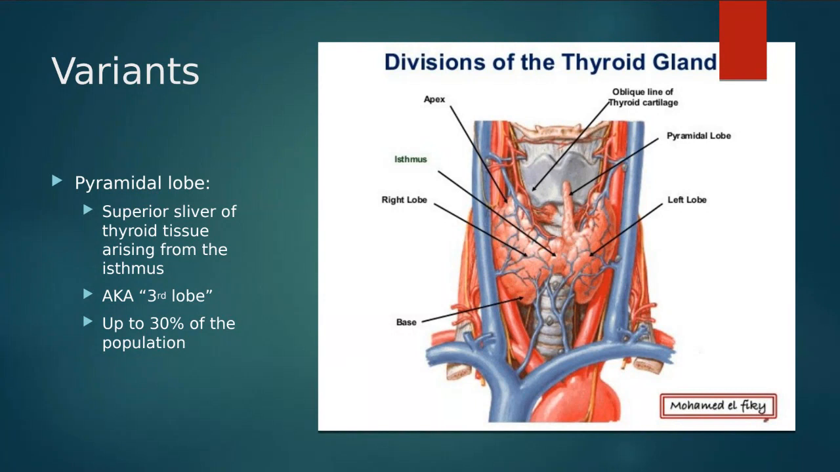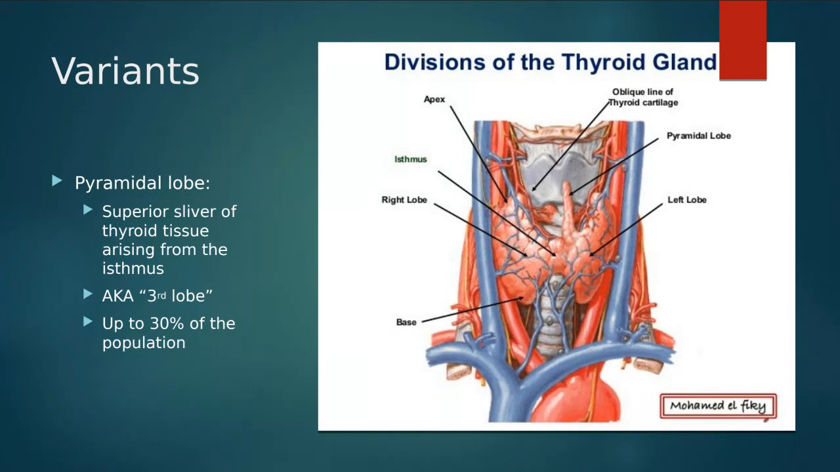So that isthmus, that's the bridge between the two butterfly wings that goes directly in front of our throat. This little piece of thyroid tissue is going to originate from that region and travel up towards the patient's chin. This is also known as a third lobe, and it can occur in up to 30% of the population. So although it's a pretty significant percentage, we're not actually seeing these variants super obviously on ultrasound. Usually this little piece of thyroid tissue is super small if we aren't even seeing it at all.